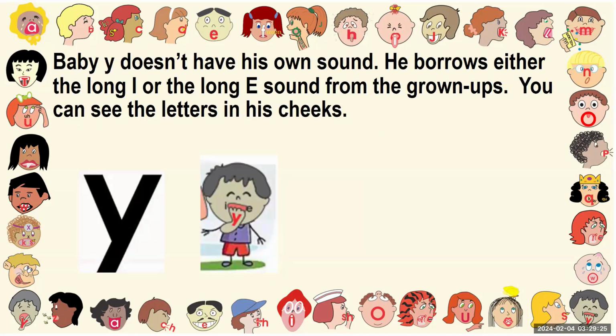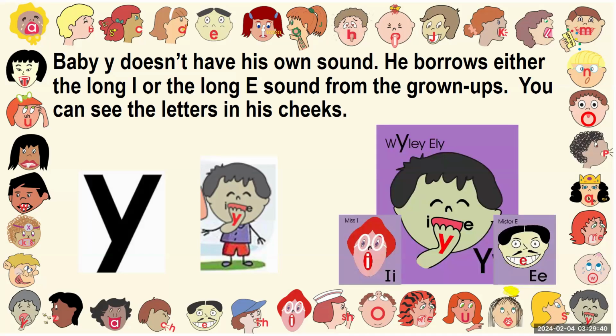And then we have baby Y. Baby Y doesn't have his own sound. He borrows either the long I sound in words like sky, buy, or try, or the long E sound in words like funny, puppy, or silly from the grown-ups. You can see the letters in his cheeks.